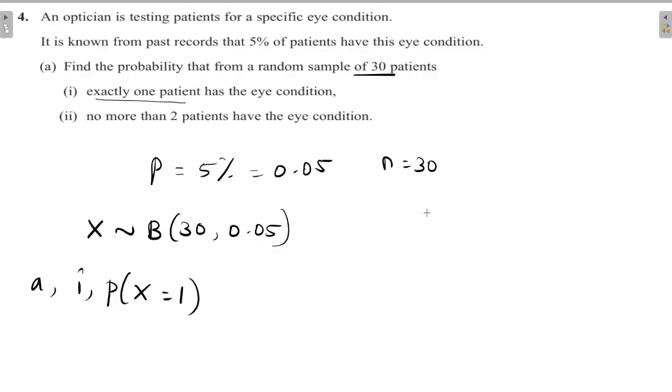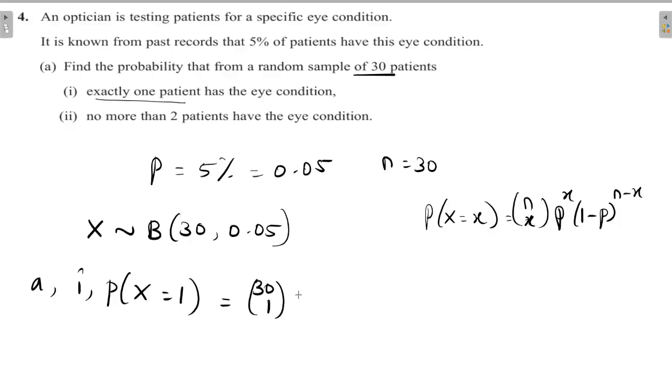We know that in a binomial distribution, the probability of X equal to x is nCx p to the power x, (1 minus p) to the power n minus x. This is normally the binomial distribution. Let's replace x equal to 1 and n equal to 30. So 30C1, 0.05 to the power 1, (1 minus 0.05) to the power 30 minus 1, which is 29. With the help of a calculator, this answer is 0.3389. This is the first part.